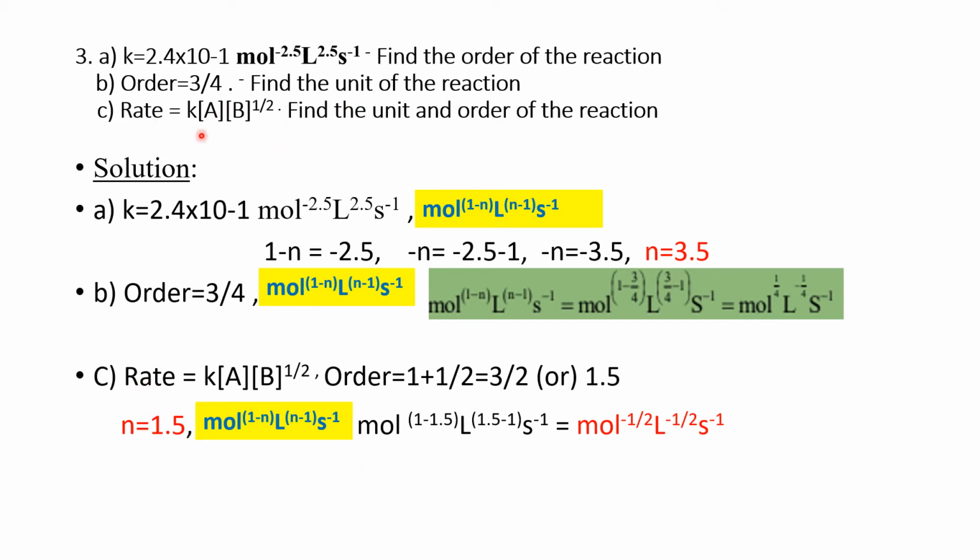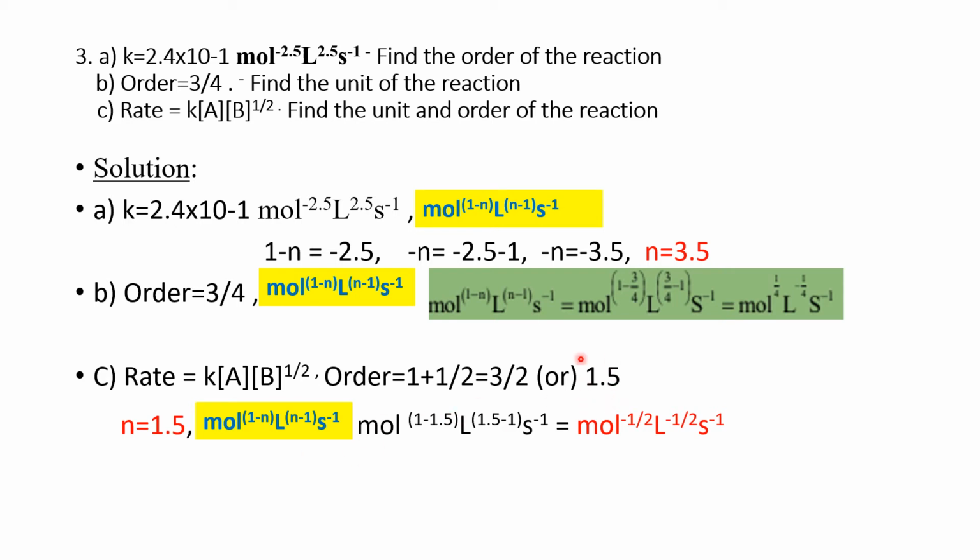See, rate is given, so easily, x plus y is the order of the reaction. You know very well, x plus y is the order of the reaction. Here x, here y. Here x is 1. Here in the place of y, 1 by 2. So 1 plus 1 by 2, which is equal to 3 by 2. We can write it as 3 by 2 or 1.5. That is 1.5 also you can write.